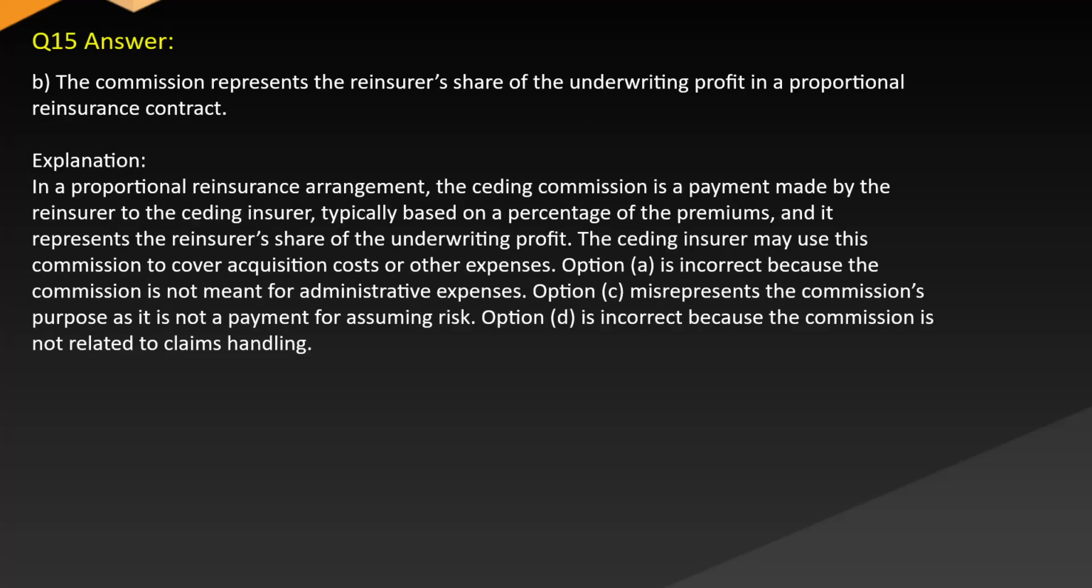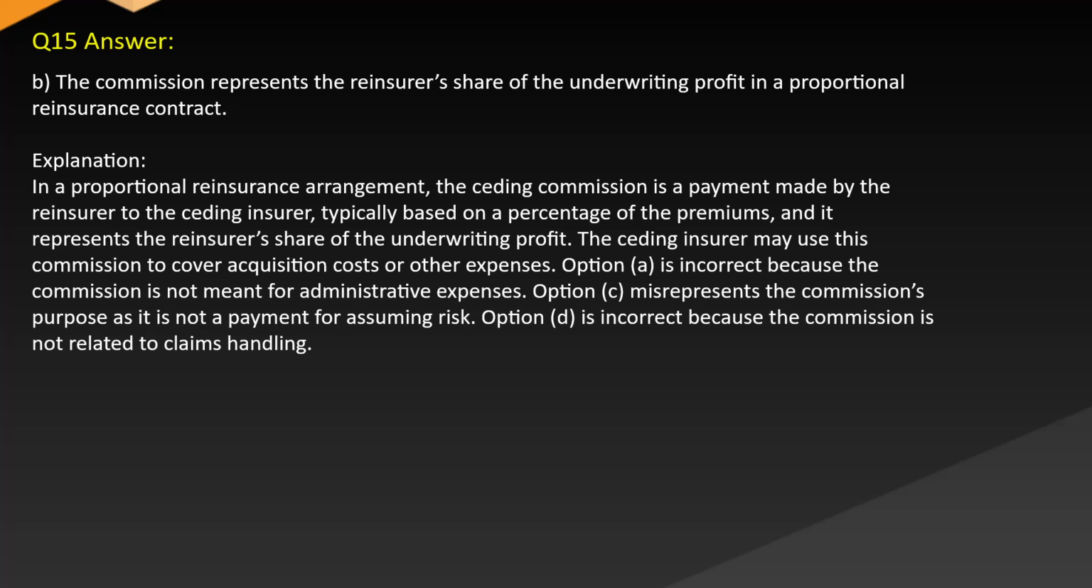Answer: B. The commission represents the reinsurer's share of the underwriting profit in a proportional reinsurance contract. Explanation: in a proportional reinsurance arrangement, the ceding commission is a payment made by the reinsurer to the ceding insurer, typically based on a percentage of the premiums, and it represents the reinsurer's share of the underwriting profit. The ceding insurer may use this commission to cover acquisition costs or other expenses.